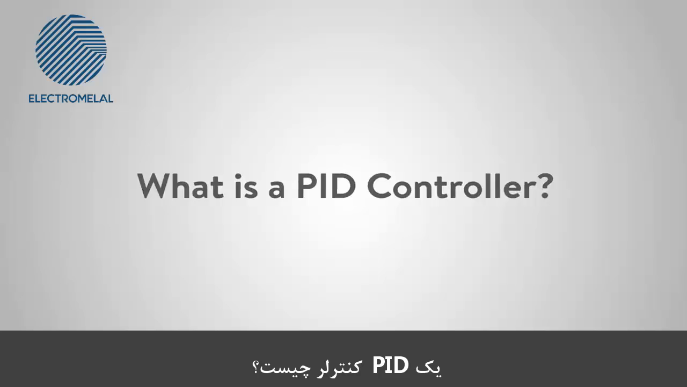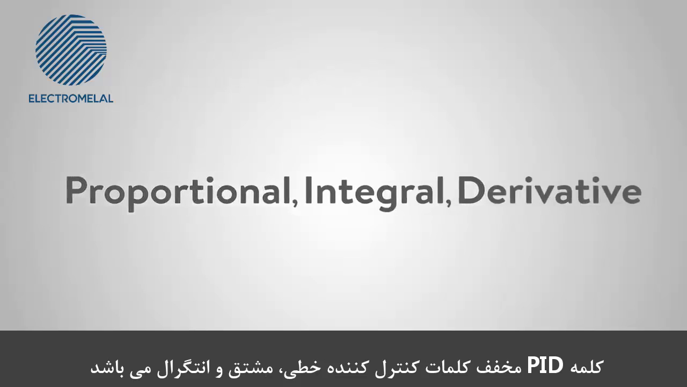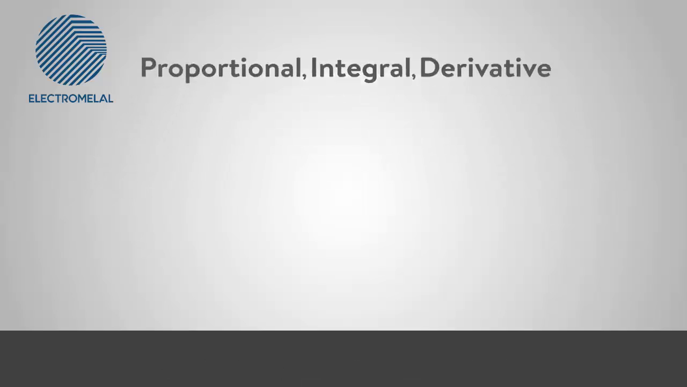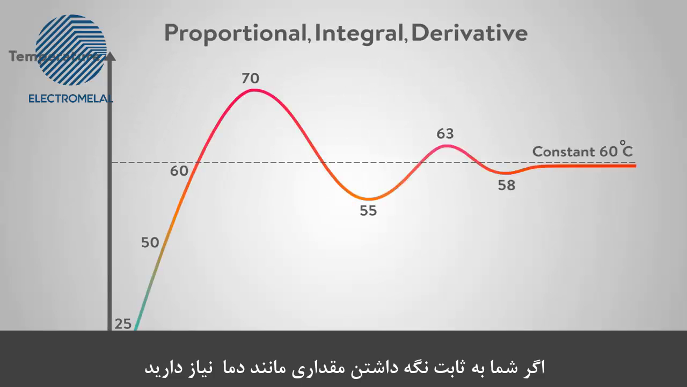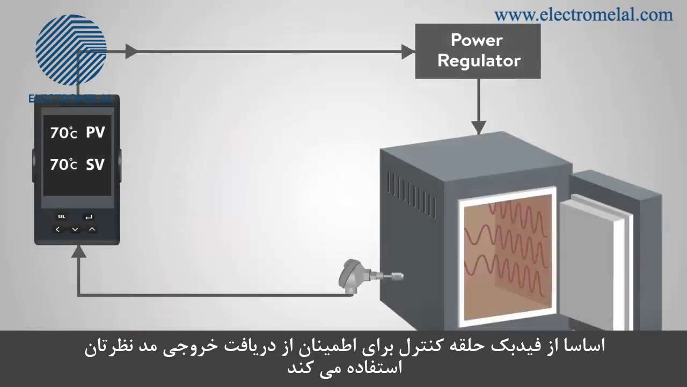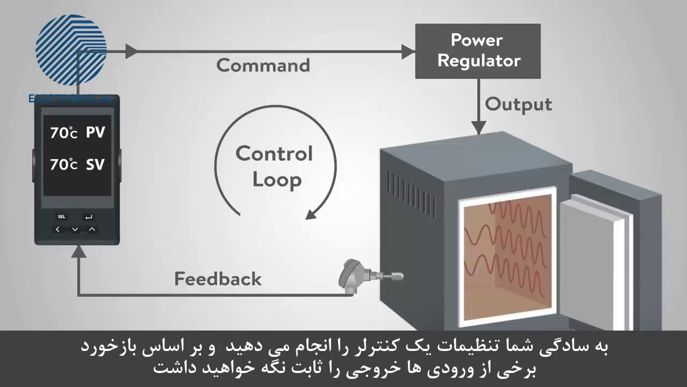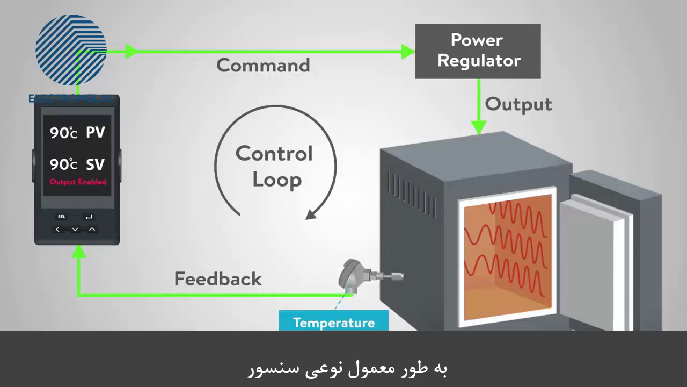PID controller? It is an acronym that stands for Proportional Integral Derivative. If you need to keep something constant, like a temperature for example, then this is the way to do it. Essentially, it uses a control loop feedback to ensure the output wanted is what you will get. Simply, you put a setting in the controller and it will keep the output constant based on feedback from some input, typically some kind of sensor.